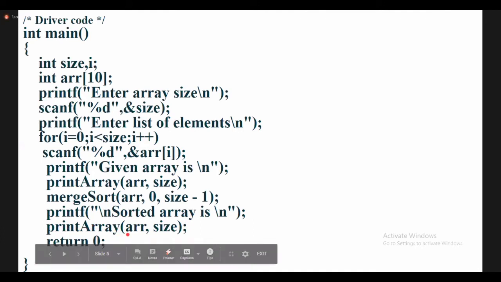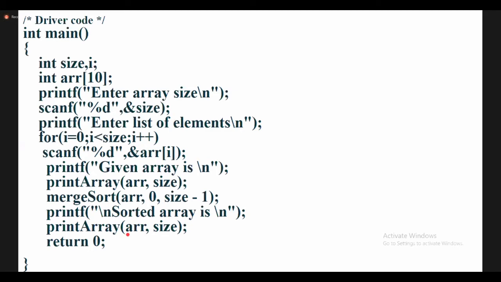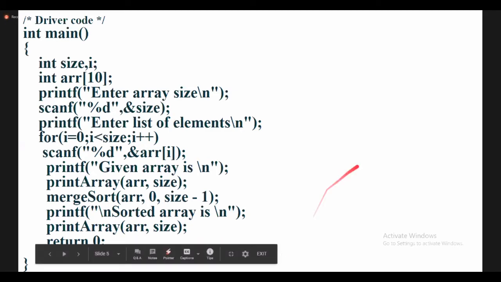All of you clear about this main function?